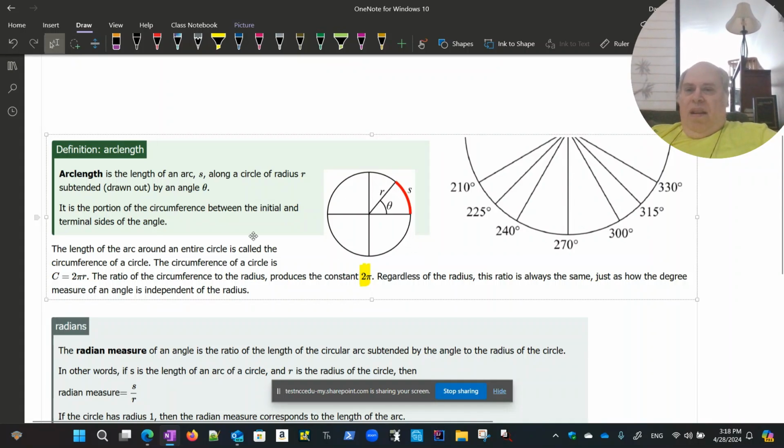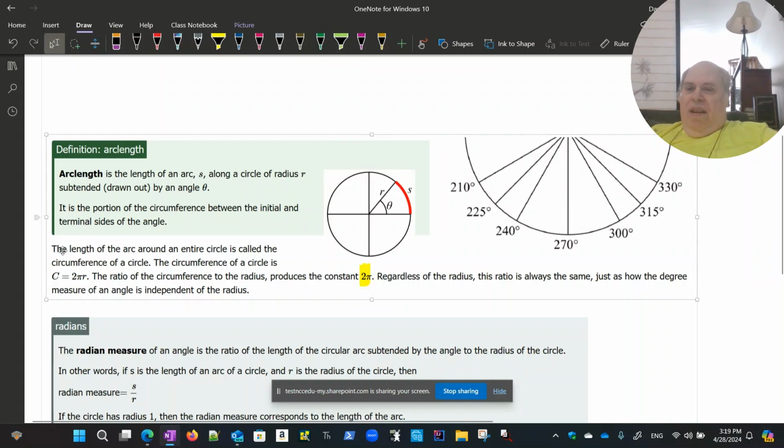It is the portion of the circumference between the initial and terminal sides of the angle. That is, this is where the angle starts. We're always going to start our angle at the horizontal line through the center of the circle. And then the angle is going to go like this, counterclockwise. This is the way we go around the circle. I don't know why they do it that way, but it's the standard way. It had to be one way or the other, and they chose counterclockwise.